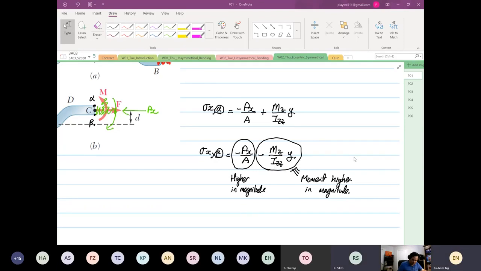The moment. The what? Hello? The moment. Why? You're right, because you're multiplying by an additional term. Say it again. Because you have the lever arm, and you're multiplying by an additional term. Okay, you are absolutely right.